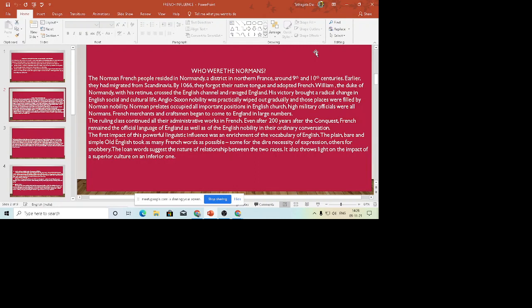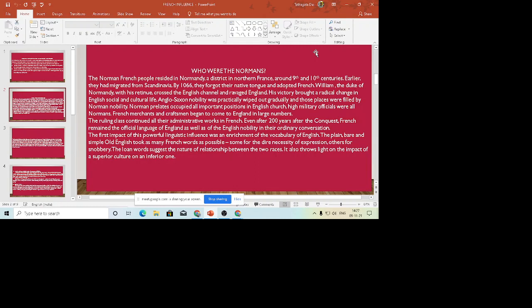Norman prelates, that is people related to the church, occupied all the important positions in the English church. High military officials were all Normans. French merchants and craftsmen began to come to England in large numbers. The ruling class continued all their administrative work in French, so English was not used during this time as the official language for communication. Even 200 years after the conquest, French remained the official language of England as well as of the English nobility in their ordinary conversation. So the English nobility also had to learn French, as I was mentioning.